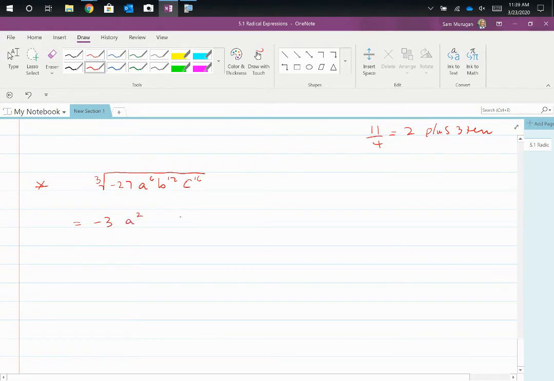Then 3 divides into 6 exactly 2 times. 3 divides into 12 exactly 4 times. And 3 divides into 16 5 times, and 1 c remains. This is a cube root c.